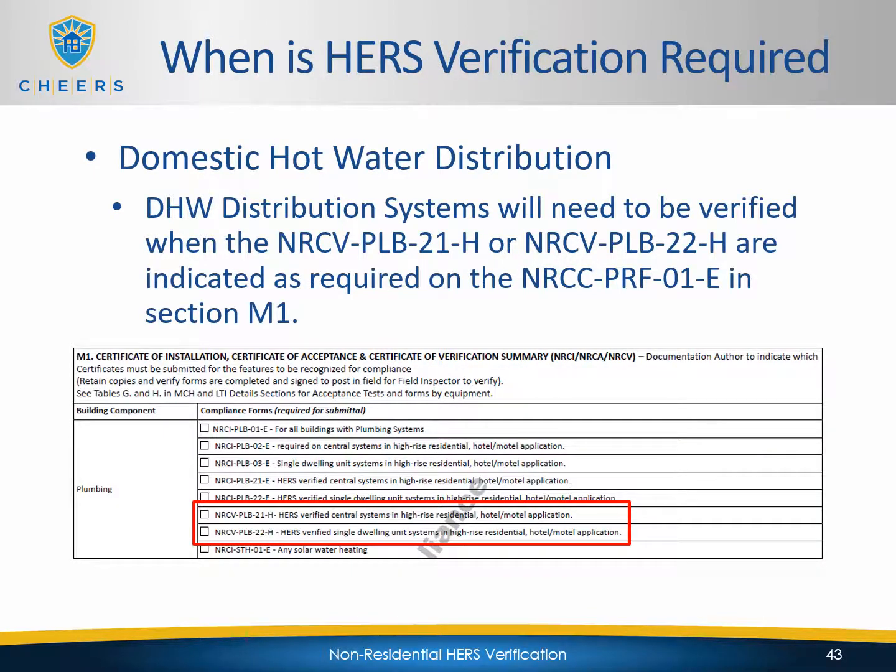Domestic hot water, or DHW, distribution systems will need to be verified when the NRCV PLB21H or NRCV PLB22H are indicated as required on the NRCC PRF 01E in Section M1. So down below is a screenshot of Section M1, and you can see that there are several different PLB forms as well as an STH form listed there. So if either the PLB 21 or 22 has a check mark next to it, then you will need to perform the verifications associated with that.